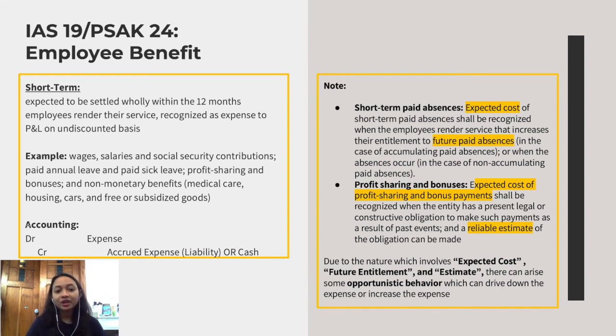So in this case, due to the nature which involves expected cost, future entitlement, and also estimate, there can arise some opportunistic behavior which can either drive down the expense or increase the expense according to what the company wants.